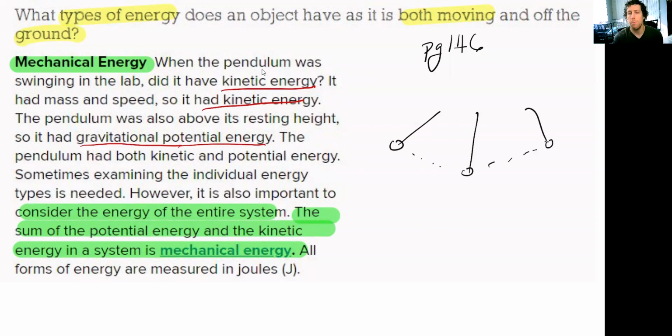And because it is both moving and has mass, it must have kinetic energy. Because it is above the ground and it has height, it also has gravitational potential energy. So it has both of these types of energy. And if you were to add all of the energy together and get the total energy, all the kinetic and all the potential, this is what we're going to call mechanical energy. So we're going to go to our notes and we're going to take a note now on what mechanical energy is.